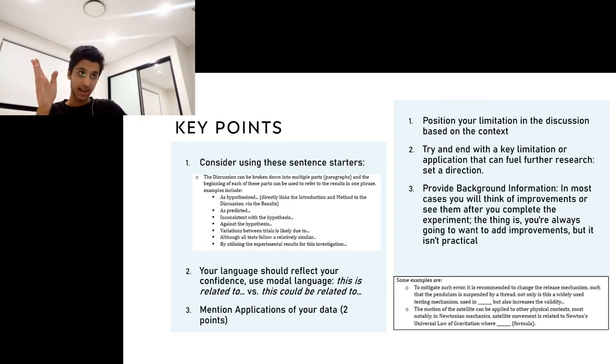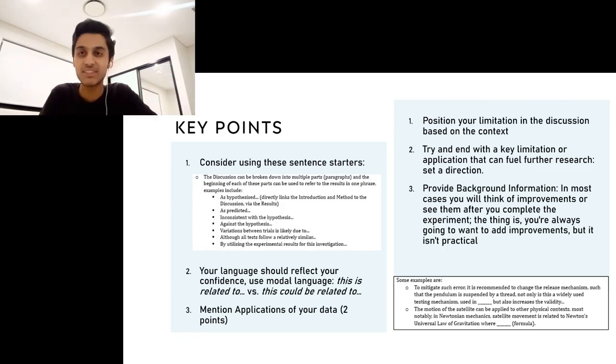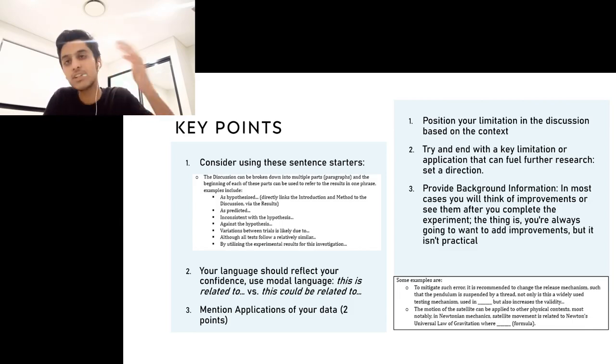Thirdly, provide background information. In most cases, you think of improvements or see them after you complete the experiment. The thing is, you're always going to want to add improvements, but it isn't practical. And I've mentioned this before. You're going to do the experiment and you're going to be like, oh, I could have done this better. Oh yeah, I should have done this. And then at one point you just have to move on.